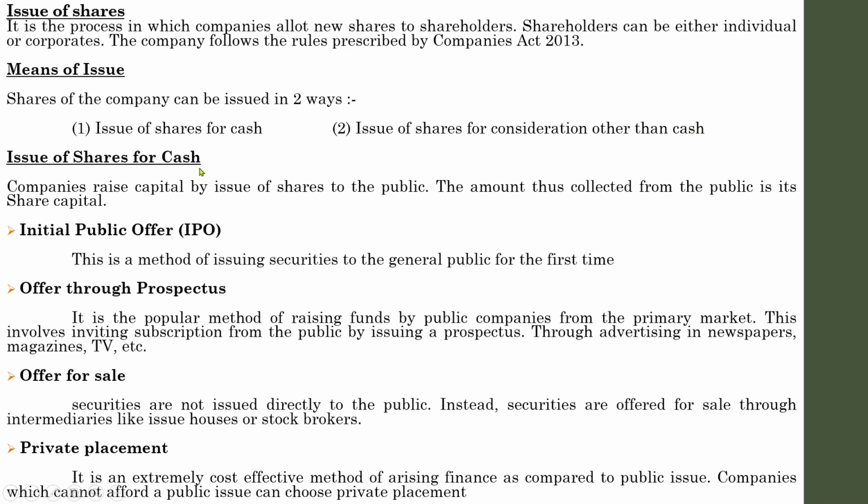With regard to issue of shares for cash, there are different methods or ways through which the company can raise capital. That is initial public offering, offer through prospectus, offer for sale, private placement, and there are two more. One is rights issue and another is electronic initial public offering. We will discuss that. So remember the concept. Mainly two methods, that is either for cash or through consideration other than cash. So these are some other ways through which the company can issue shares for cash. So go through all these aspects. We will continue with the theoretical aspects in the coming sessions.